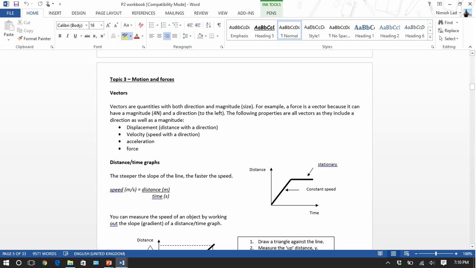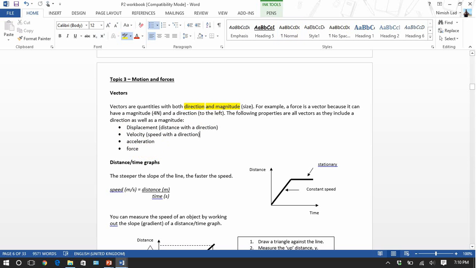Right. So vectors. First thing you need to know is about vectors. Vectors have both direction and magnitude. What we mean by that is that they have size and direction. A force is a vector because it has a size of force, that's 4 newtons, and a direction to the left. Each of these are vectors. There's one more vector which I haven't mentioned in this list, which has come into recent papers, and that's momentum. So momentum is also a vector.